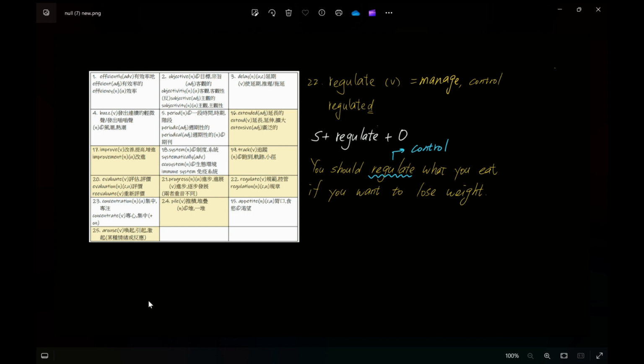Regulate. To regulate something means to manage something, to control something. The past tense of regulate is regulated. There are a lot of things in life that we need to regulate. For example, you need to regulate the traffic, something like that.